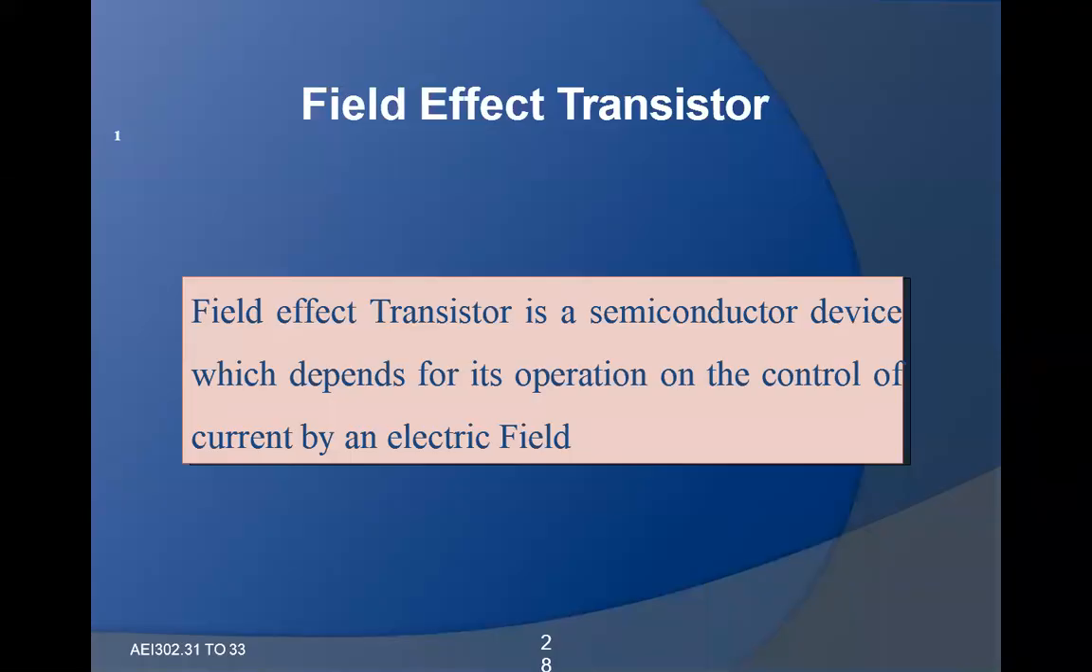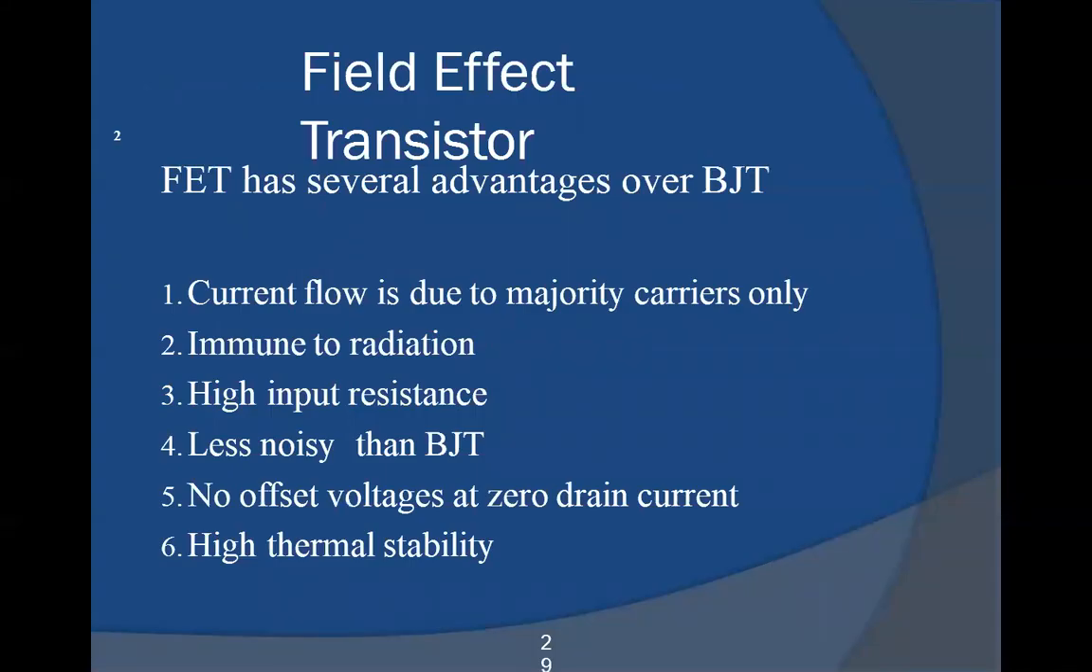Now we are going to see the field effect transistor, that is FET. A field effect transistor is a semiconductor device which depends for its operation on the control of current by an electric field. So the field effect transistor has several advantages over BJT. First one, current flow will be due to majority carriers only. It is immune to radiation, has high input resistance, is less noisy than BJT, has no offset voltage at zero drain current, and has high thermal stability.